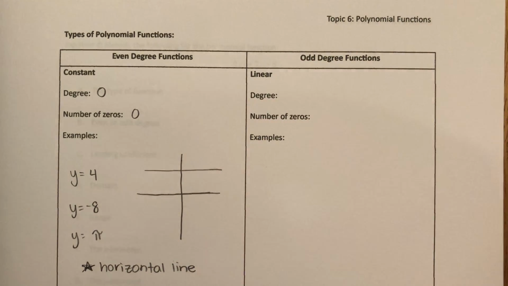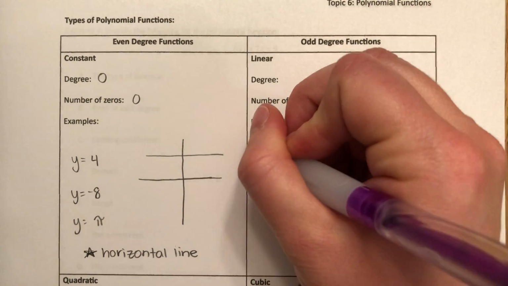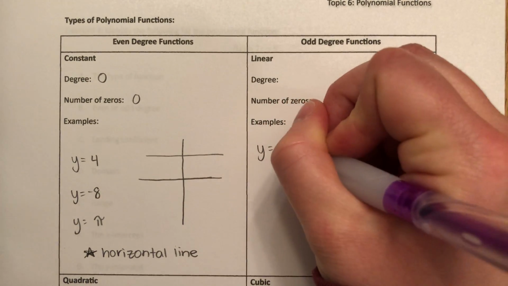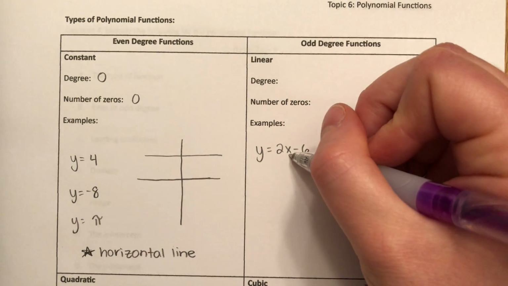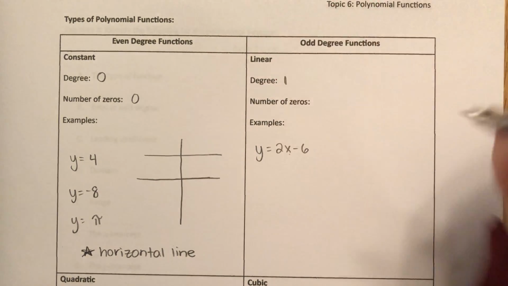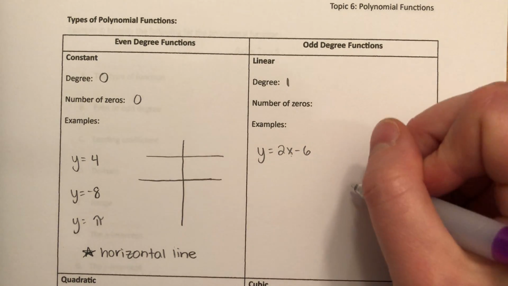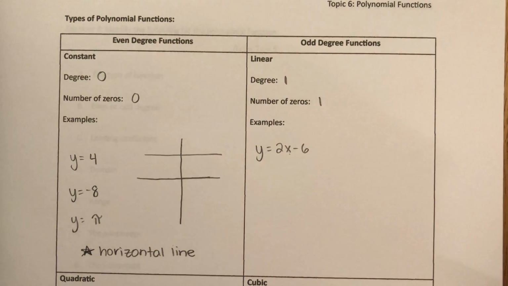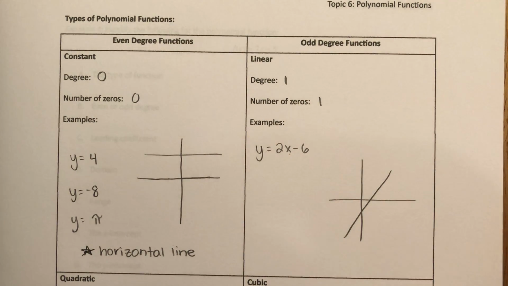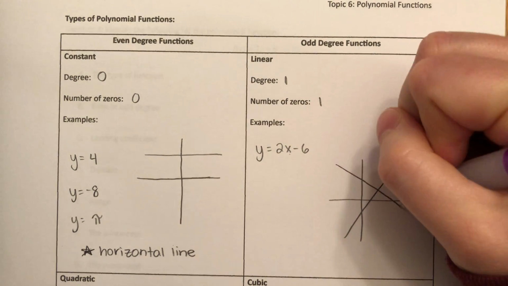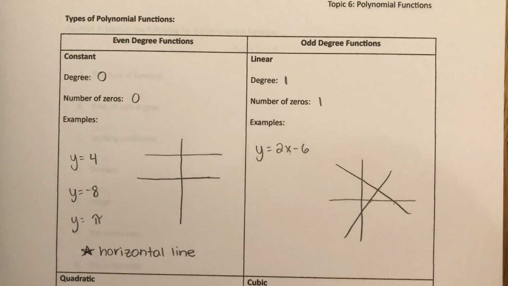The next one that we want to look at is a linear function. So this is going to be something like y equals 2x minus 6. The degree on this one is going to be a 1 because this x has an exponent of 1. The number of zeros is generally going to be a 1. It's always going to be a 1 actually. So it could be something like that. Could be something like that, right? We see one x-intercept in each.